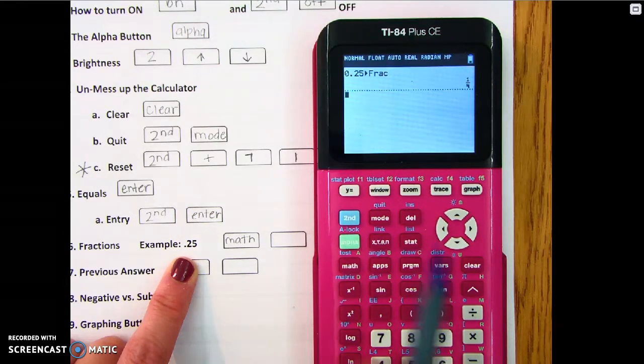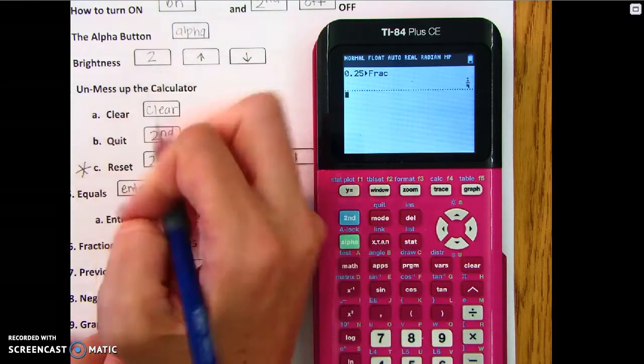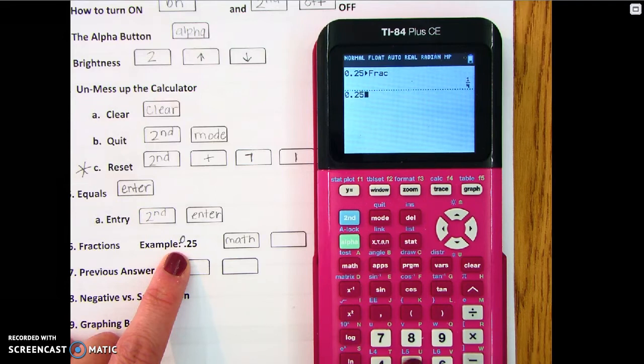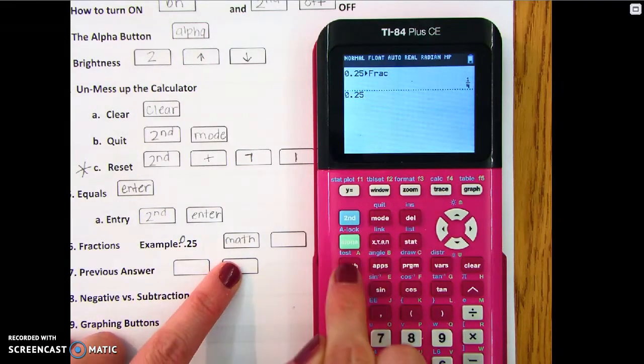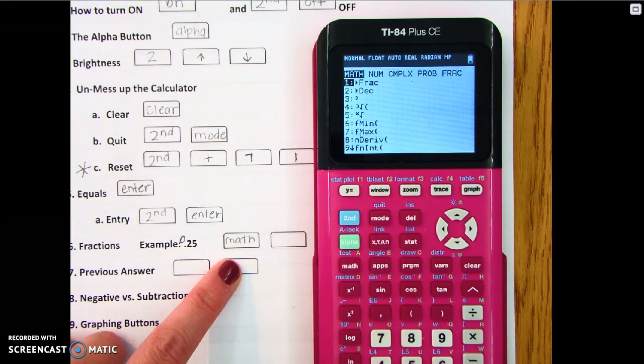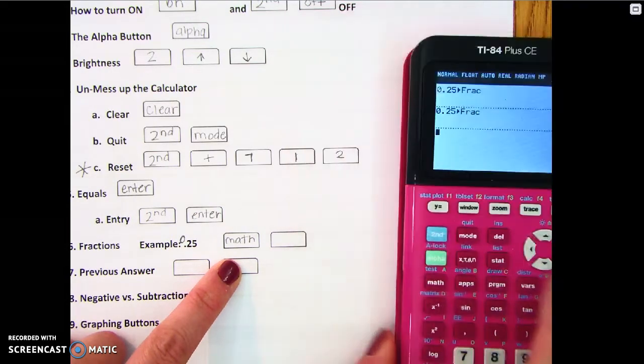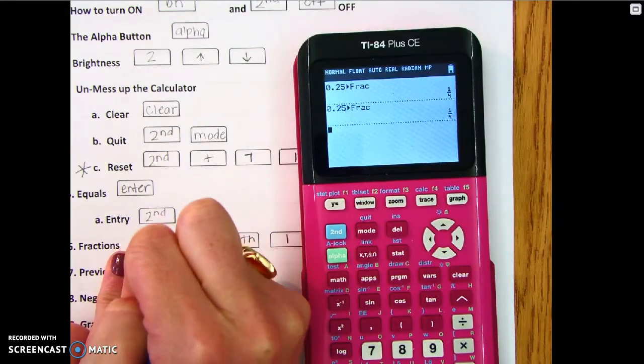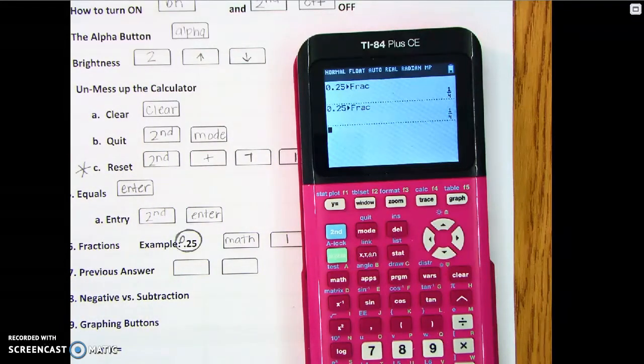There we go. So lesson learned, make sure you do 0.25. So I'll do that one again. So 0.25, type it in, and then hit the math button and choose number 1 for fraction and press enter. And it's 1/4. So press number 1 for fraction. Make sure, circle that really big on your paper, that it's 0.25.